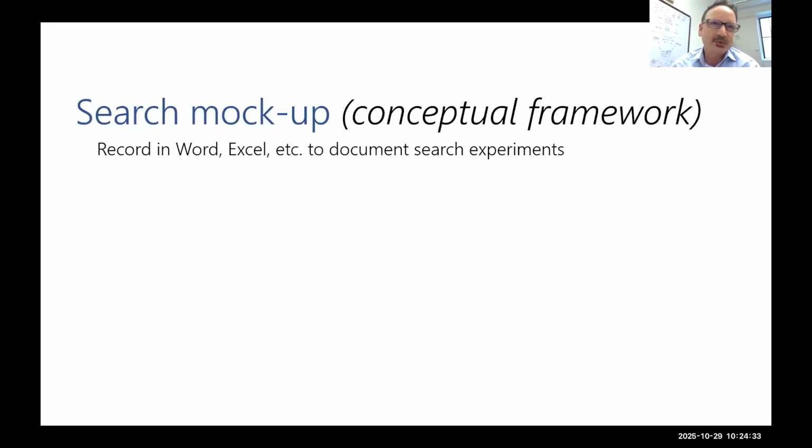And one of the processes we'll talk about later is iteration, and having a record of what you've searched, what you've tried, and a record of the success or the failure of that experiment. In other words, way too many results, way too few results, lots of off-target results, or lots of on-target results.